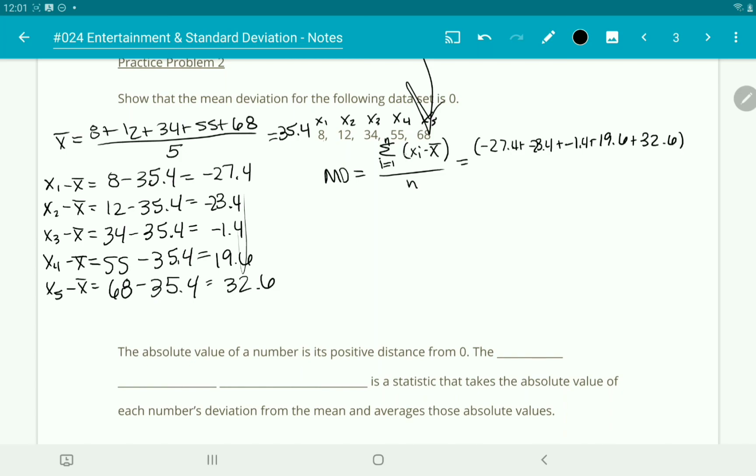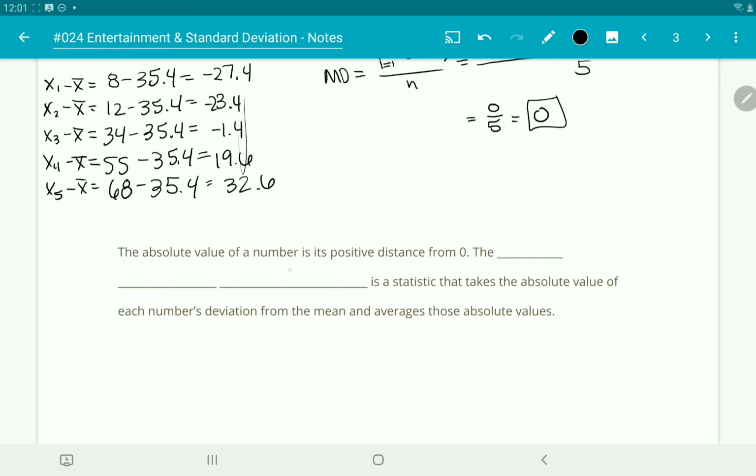So that means you take xi minus x bar. I did it for each number, and we add them together. Okay, so I've got that. And then divided by n, the number of numbers you have. You have 1, 2, 3, 4, 5. But that's going to be 0 divided by 5, which is still going to give us 0.